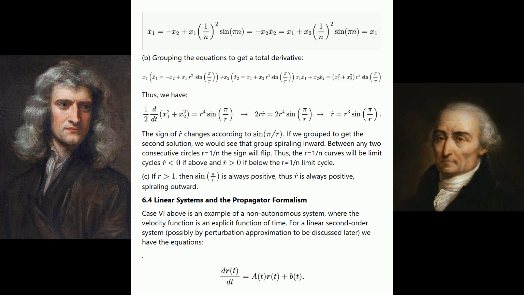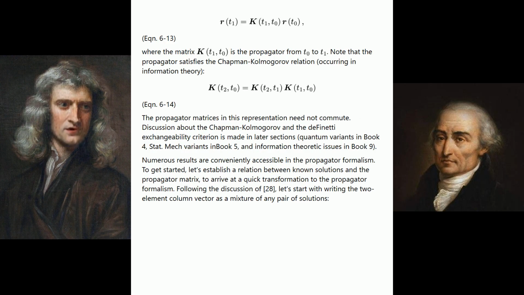6. Point for linear systems and the propagator formalism. Case 6 above is an example of a non-autonomous system, where the velocity function is an explicit function of time. For a linear second-order system, possibly by perturbation approximation to be discussed later, we have the equations, equation 6-12. Let's take B of t equals 0, for which a 2 by 2 matrix-valued function exists that allows us to write, see equation 6-13, where the matrix bold italic K of t sub 1, t sub 0 is the propagator from t sub 0 to t sub 1.